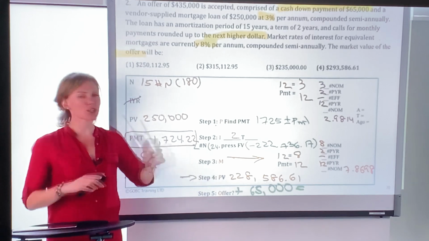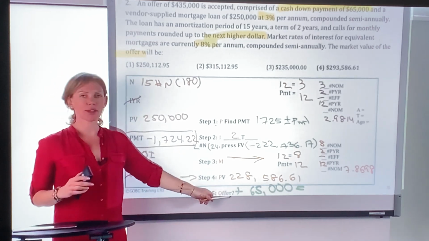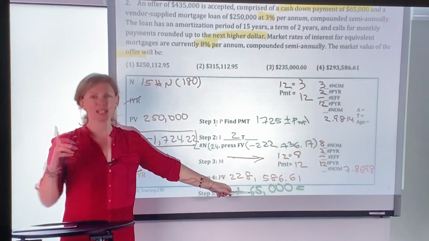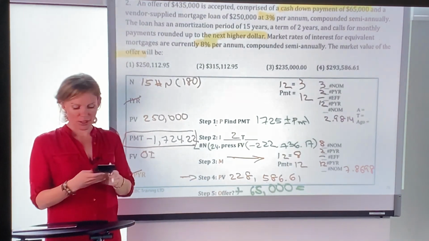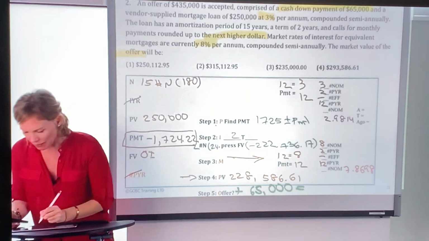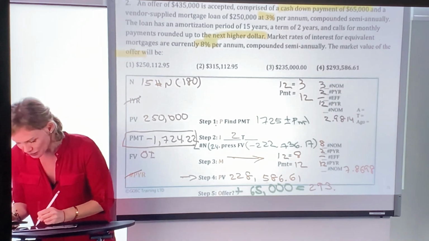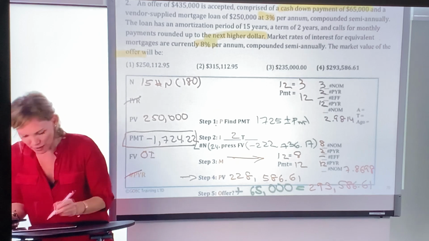So if they were looking for the mortgage, you would stop. But they're looking for the market value of an offer. So if it's an offer, then what do you do? You add cash every single time, without exception. So on top of your screen, you do regular plus 65,000, regular equals, and it will come up to 293,586.61. Okay, and that is your answer.